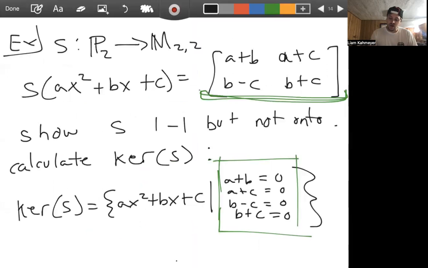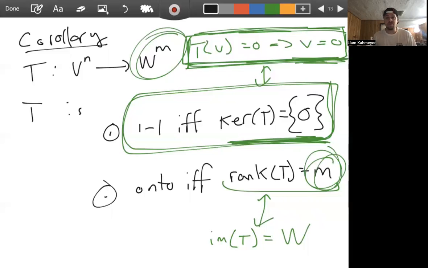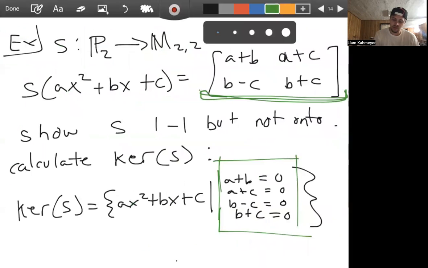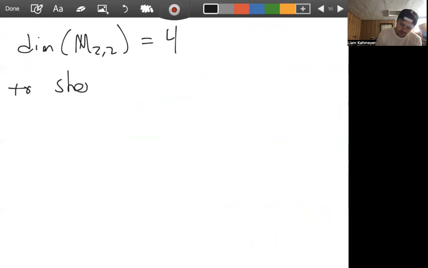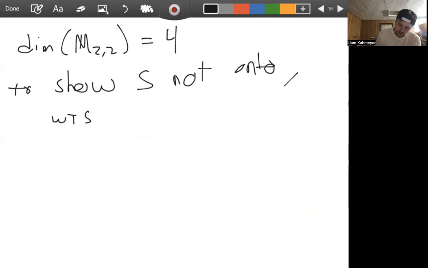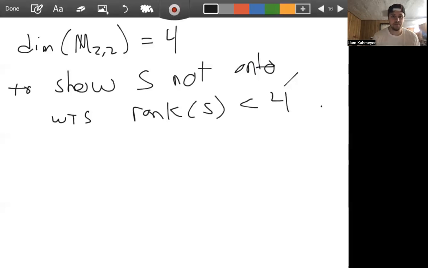Okay. How can we show that this map is not surjective? Well, it suffices to show that the dimension of the image, or the rank, is not the dimension of M22. And remember, the dimension of M22 is equal to 4. So to show S is not onto, we want to show that the rank of S is strictly less than 4. How can we do that? Well, let's look at what the image of S is.